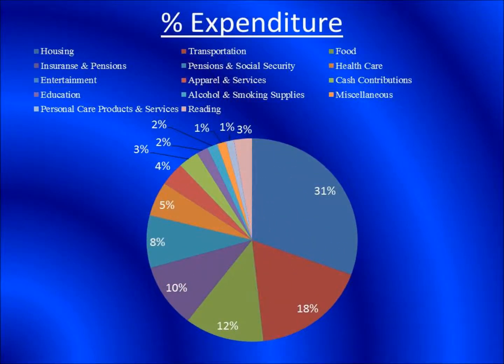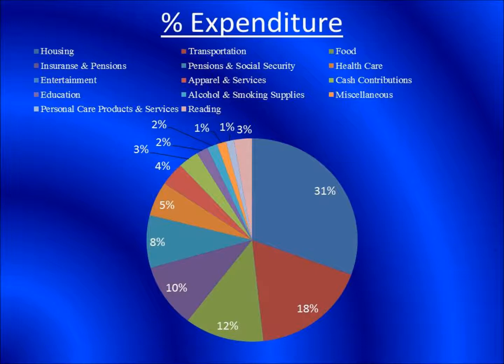Next, we have a pie chart that represents the 2010 percent expenditure. We found this information on the website www.bls.gov/CPI. 31% of this pie chart is represented by housing, 18% by insurance and pensions, 12% by entertainment, 8% by personal health care, 10% by education, 5% by transportation, 4% by pensions and Social Security.